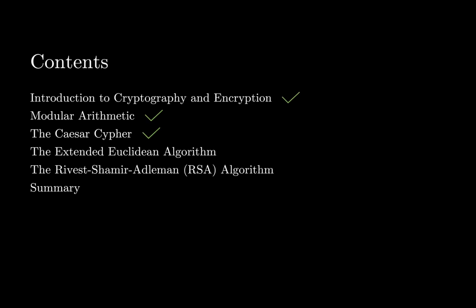We'll also talk about another encryption algorithm later on in the video. To understand that algorithm better, we need to first learn about the extended Euclidean algorithm. The extended Euclidean algorithm is a two-part algorithm. It carries out the Euclidean algorithm and it computes the coefficients of Bézout's identity.